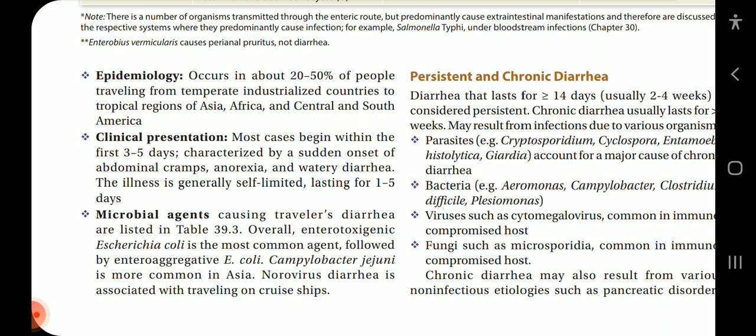Microbial agents causing traveler's diarrhea are listed in the table. Overall, enterotoxigenic E. coli is the most common agent, followed by enteroaggregative E. coli. Campylobacter jejuni is more common in Asia. Norovirus diarrhea is associated with traveling on cruise ships.